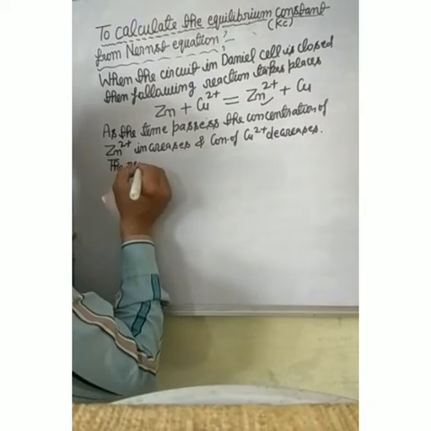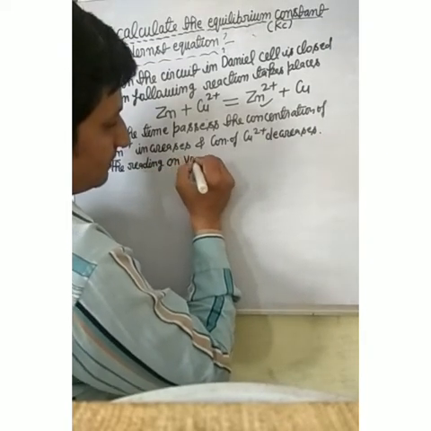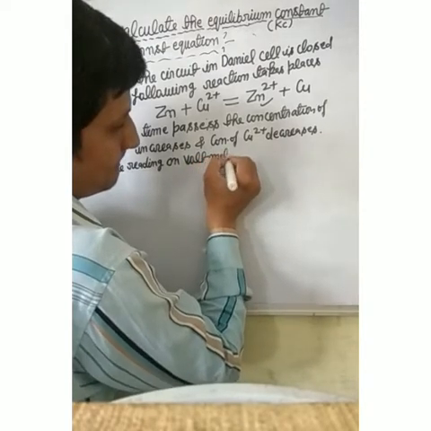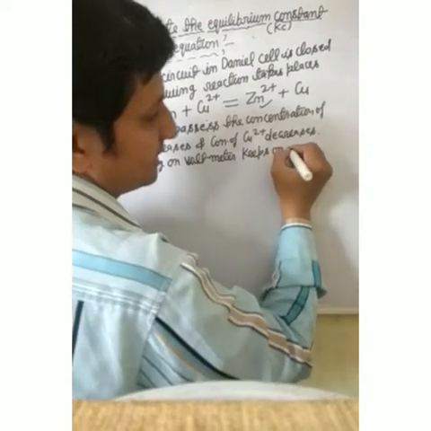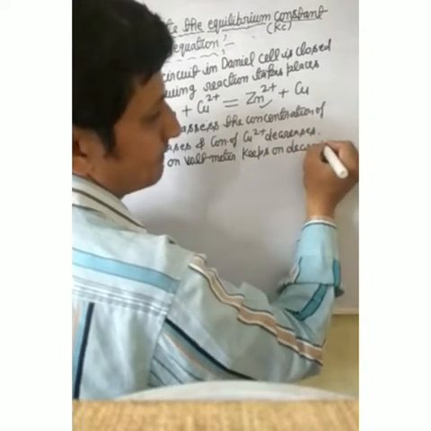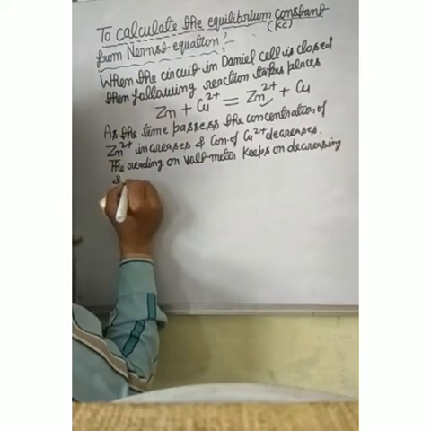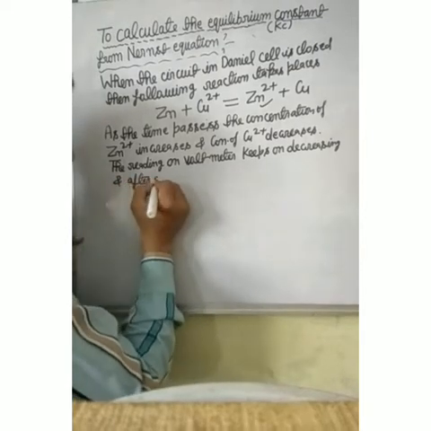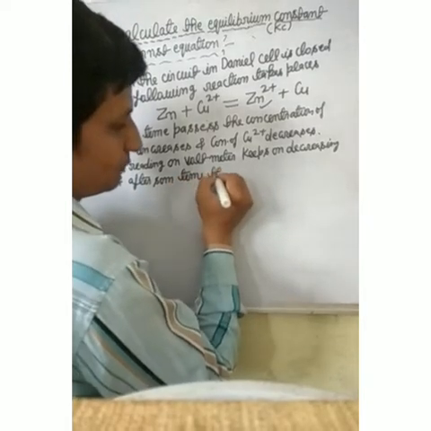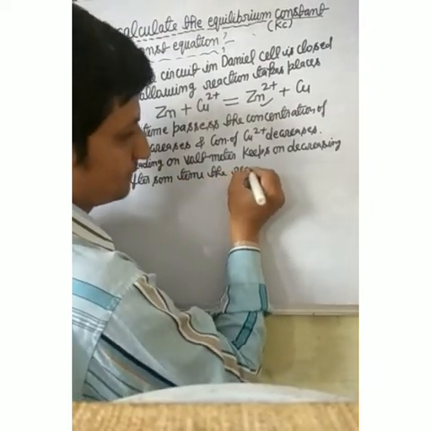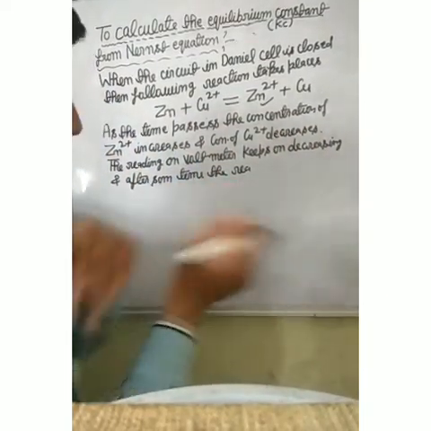The reading on the voltmeter keeps on decreasing, and after some time the reading on the voltmeter is zero. When it decreases continuously, then after some time the reading on the voltmeter is zero.